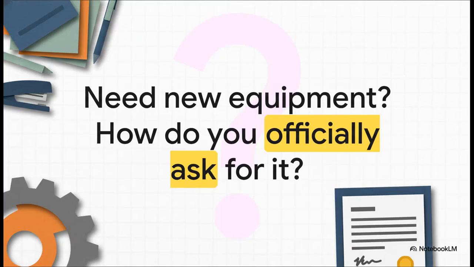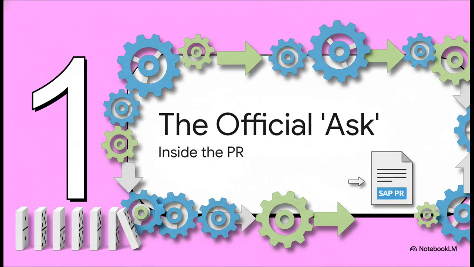So, picture this. Your team is crushing it, but you need some new equipment to hit that next big deadline. Or maybe you're just running low on critical supplies. You can't just go out and buy it, right? There's got to be an official process. So how do you actually ask the company to buy something for you? Well, that official ask has a specific name, and it's what kicks off the entire purchasing process inside a company.